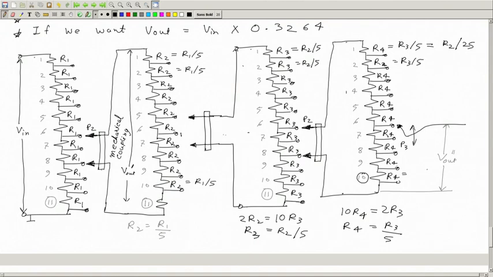Okay, and then the total equivalent resistance of this is 10 R3. This 10 R3 is coming in parallel with 2 R2. So then we want 2 R2 the same as 10 R3. So R3 is the same as R2 by 5. Okay. So, oh, this I already have written.